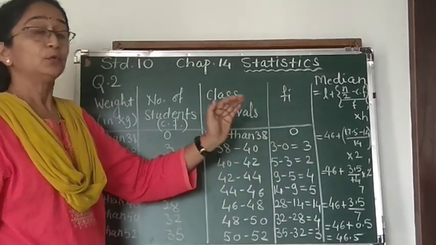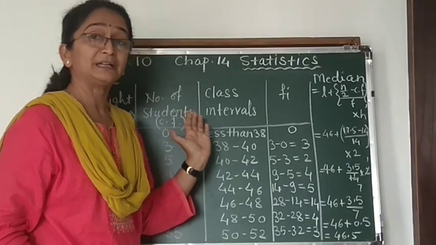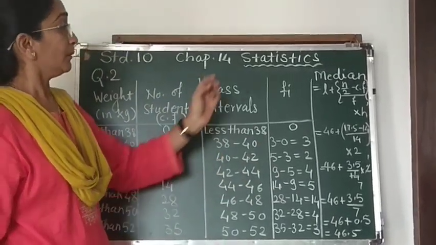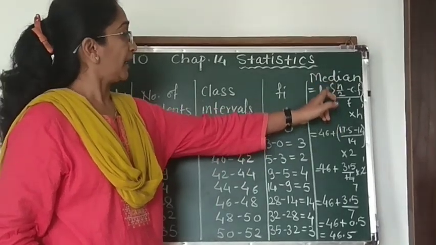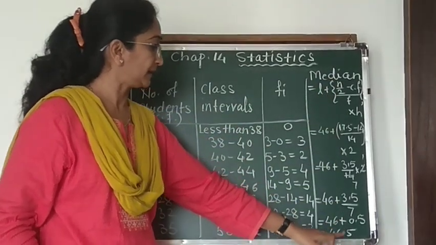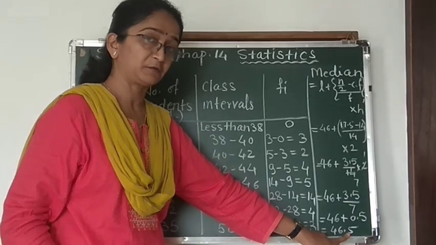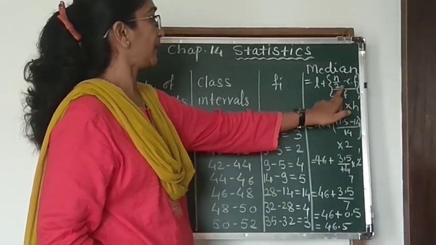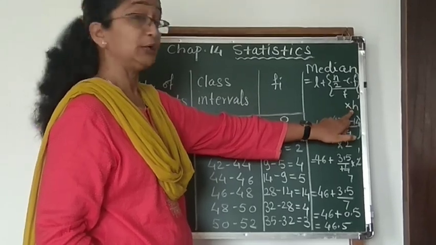Now we have to find the median from the graph, and we have to verify that median by using the formula. I have used the formula and calculated the median as 46.5. Our formula is: median is equal to L plus (n by 2 minus Cf) upon f, into h.